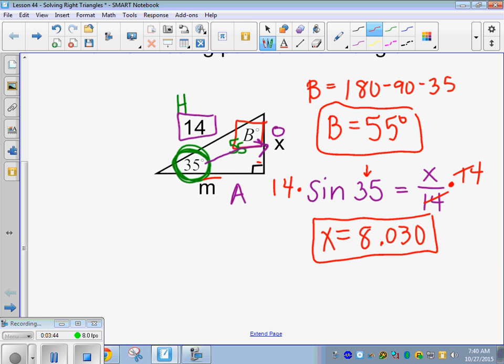All right, now I want to find M. I'm still going to use the 35 degrees. And we still have the hypotenuse that we know. You could use X now, but it's going to be a little bit more rounded. So I like using the 14 to get a more exact answer. So if I use the 14 side, and I want to find M, which trig function uses A and H? Cosine. So cosine of 35 degrees is always equal to adjacent over hypotenuse. So the adjacent side is M, and the hypotenuse side is 14.